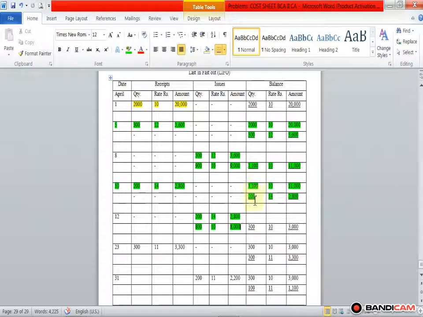Okay, so how do we find out the balance? Here the 200 are all issued, so the 200 is not taken into consideration because all materials are issued. But out of 1100 units we issued 800 units, so the balance is 300 units. So here 300 units of rupees 10 each, amount 3000. Okay, got it? Yes sir.